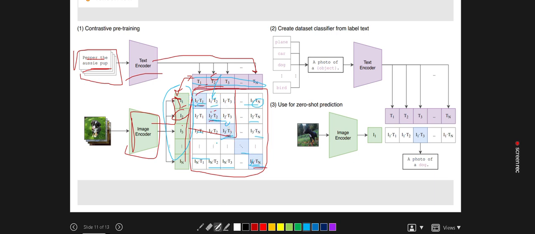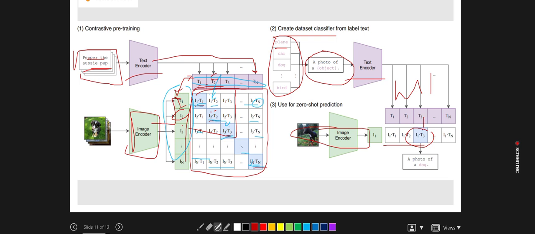So we minimize the other entries that we discussed. This is the contrastive pre-training that happens on the data. After that, the second step is the zero-shot classifier from the dataset. What happens here is that you pass all the options, like a photo of a plane, car, dog, bird, anything, and then the text encoding happens, and then there's the image encoder, and the one with the maximum similarity gets the answer, that is the prediction, right? So that's zero-shot prediction. This is how CLIP works.